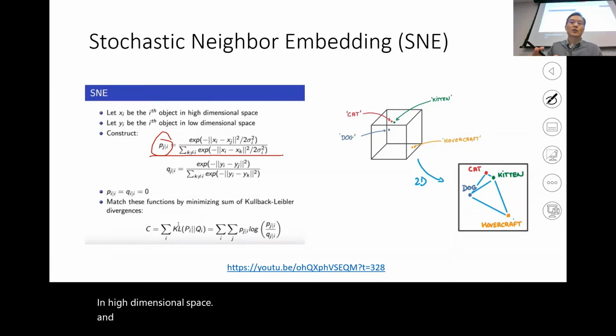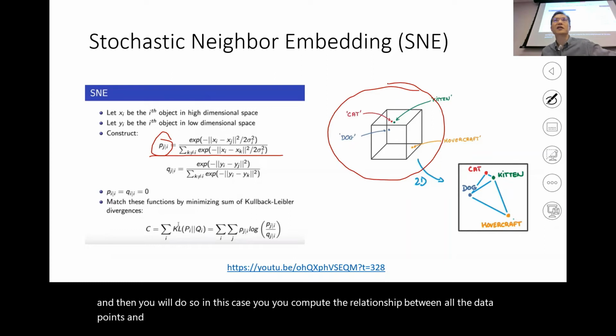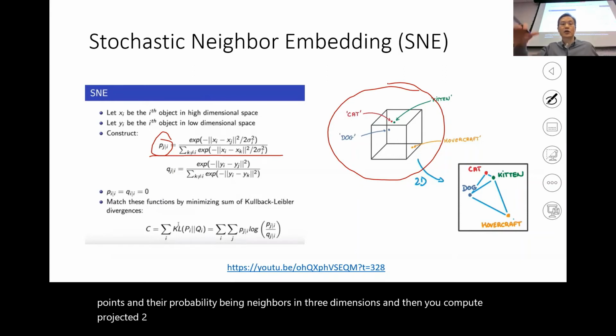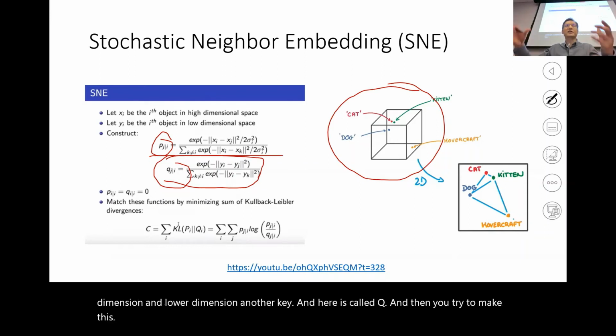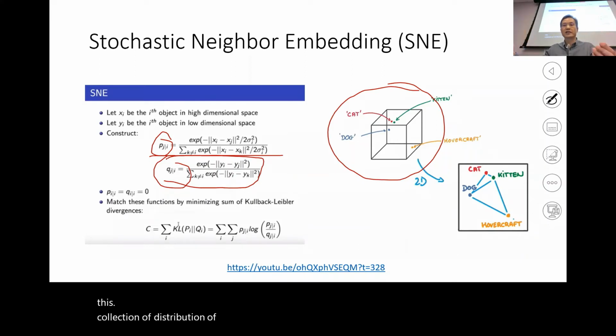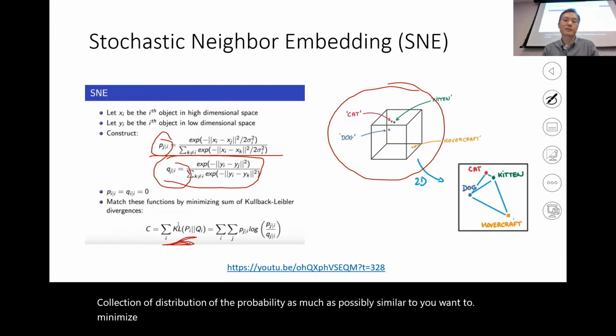In this case, you compute the relationship between all the data points and their probability of being neighbors in high dimensions. And then you compute another one in the projected lower dimension, here called Q. Then you try to make these two distributions of probability as similar as possible. So you want to minimize the divergence between them.